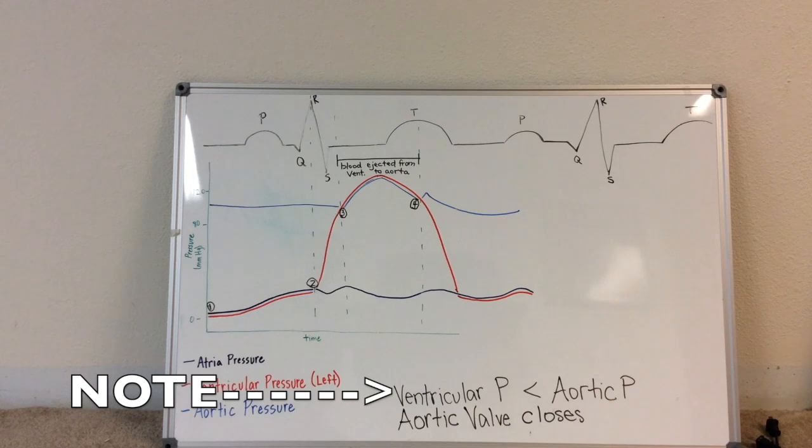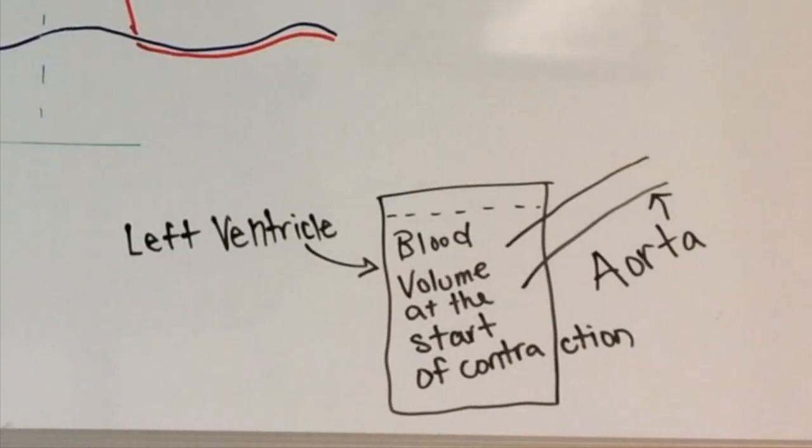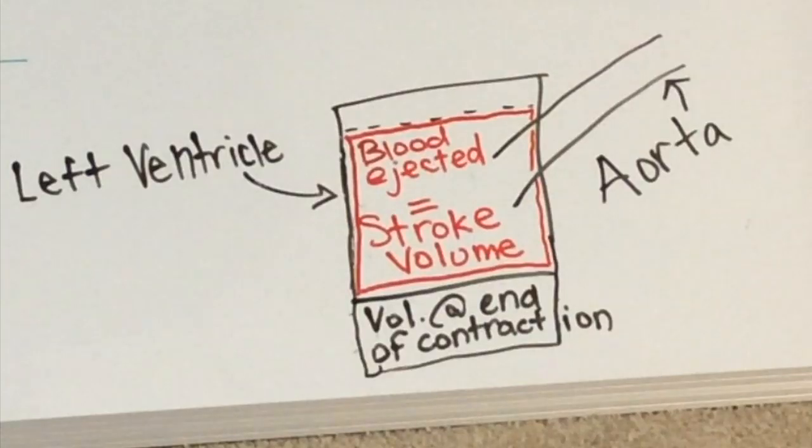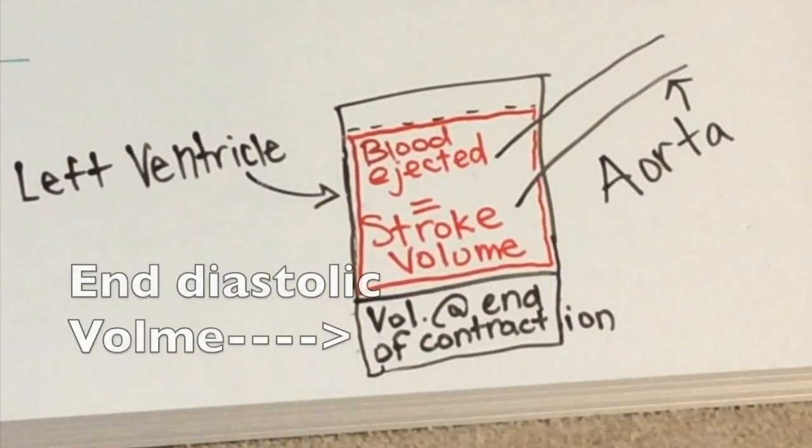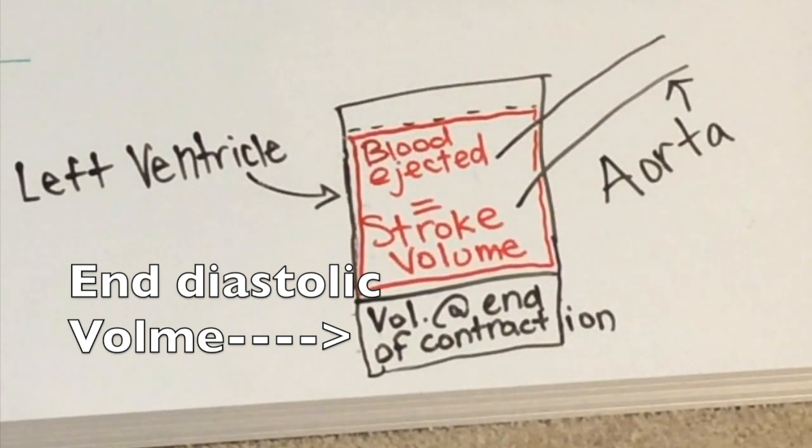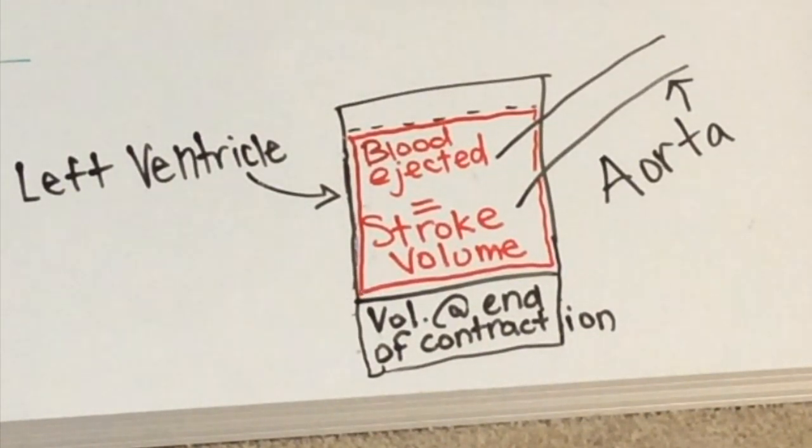When ventricular pressure becomes less than aortic pressure, the aortic valve closes again. So in the diagram below, you see that we have the left ventricle and the aorta. The dotted line represents how much blood is in the ventricle at the start of contraction. At the end of contraction, the amount of blood ejected from the left ventricle is known as the stroke volume. The remaining blood in the ventricle at the end of contraction is known as end-systolic volume.